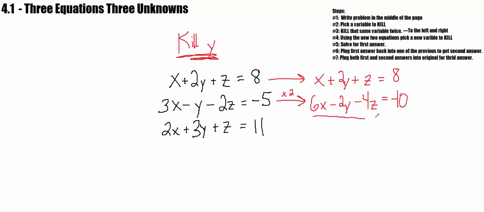Now those are going to kill. When we add these together, I get 7x. Notice the y's are killed. Minus 3z equals -2. Again, I'm adding these together.